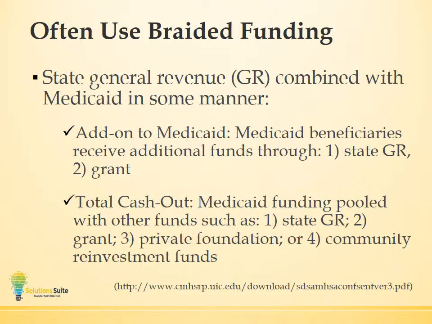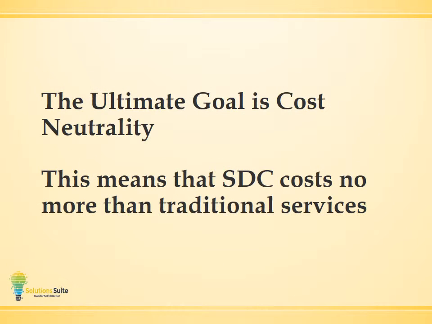Sometimes this is as an add-on to Medicaid, in which Medicaid beneficiaries receive additional funds through either state general revenue or a specialized grant. In a total cash-out approach, Medicaid funding is pooled with other funds, such as state general revenue, community reinvestment dollars, a grant, a private foundation, or some other source. The ultimate goal for most SDC programs is cost neutrality, which means that SDC costs no more than traditional services.